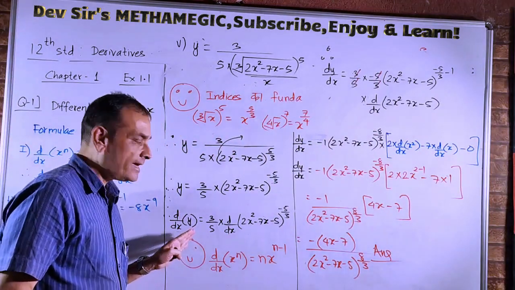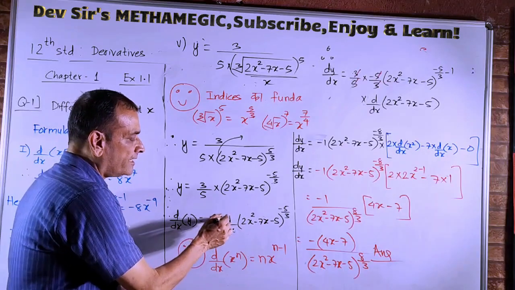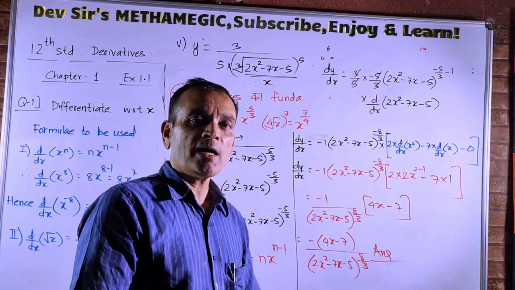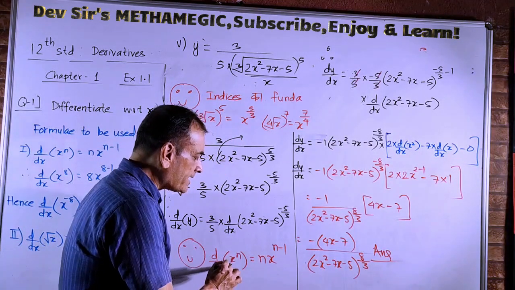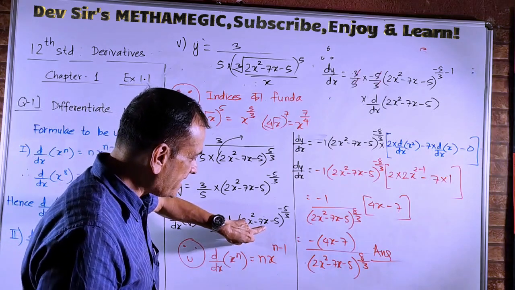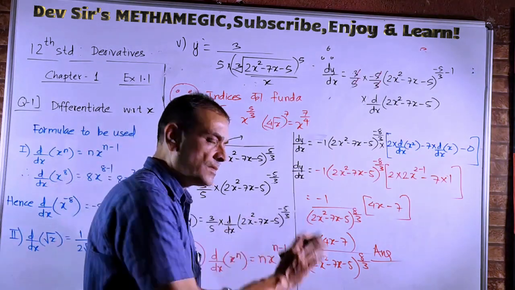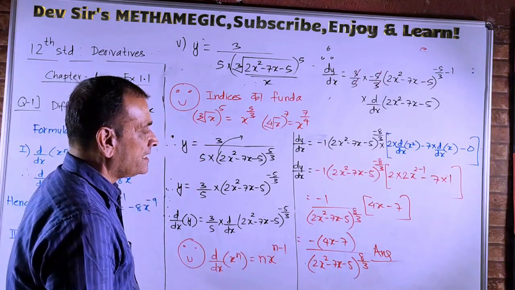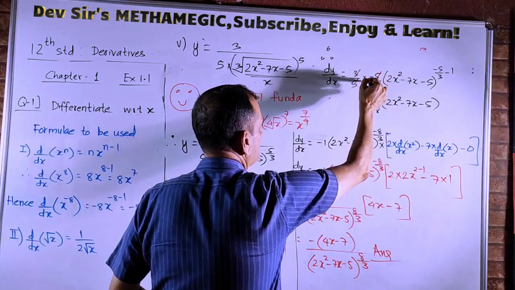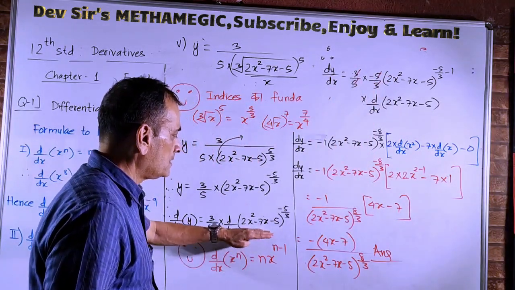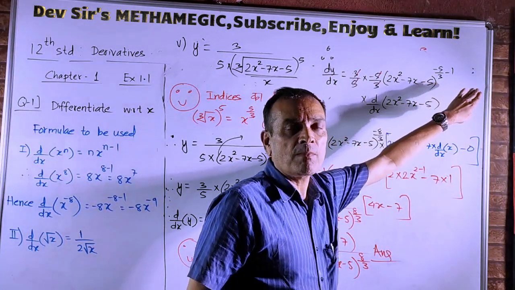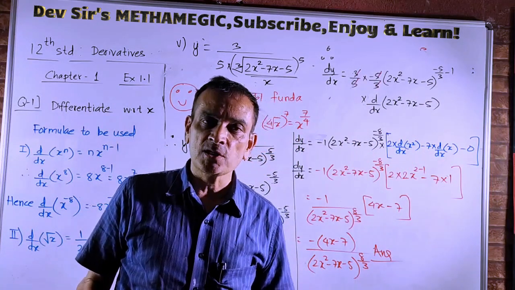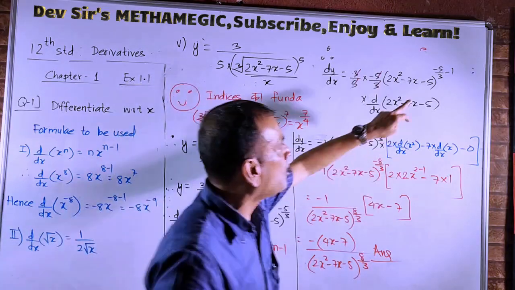d by dx of y, 3 by 5 constant, d by dx of this bracket raised to minus 5 by 3, for which I will be using the formula d by dx of x raised to n is n x raised to n minus 1. x के जगह bracket है, but formula is the same. इसलिए minus 5 by 3 comes in front. This bracket raised to minus 5 by 3 minus 1. ऊपर कुछ भी इंडेक्स हो, negative, positive, fraction, you have to do minus 1 at the top.